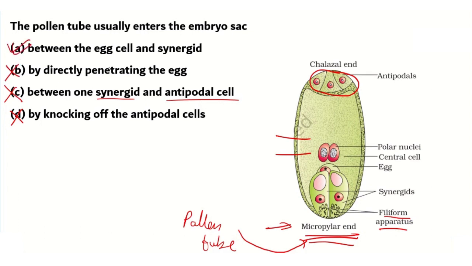The right answer is option A, between the egg cell and the synergid. So you have this area here that is covered by the filiform apparatus, and the pollen tube enters through it, and then it releases its gametes. One of the gametes moves on to meet the egg, and the other moves on to meet the polar nuclei. So option A, between the egg cell and synergid, is the correct option.